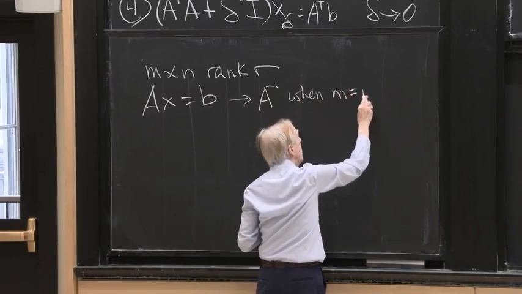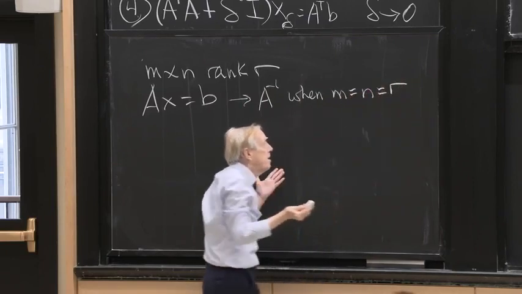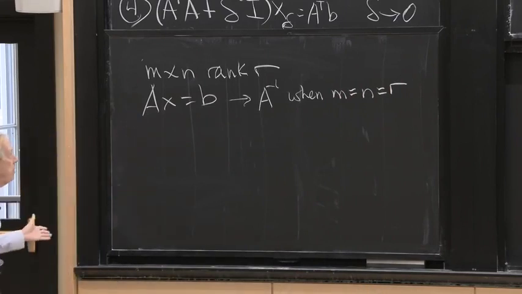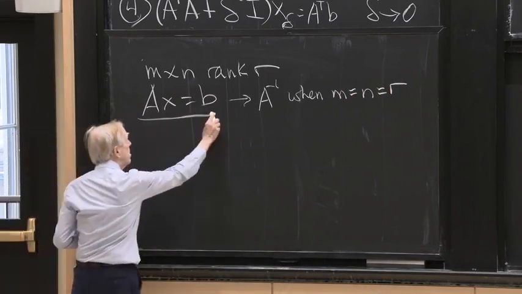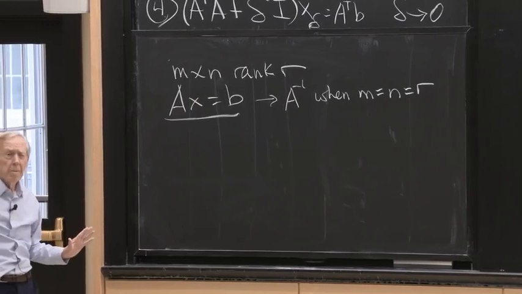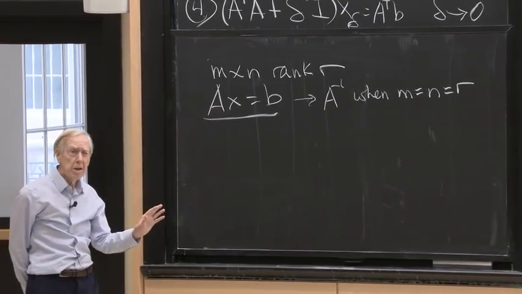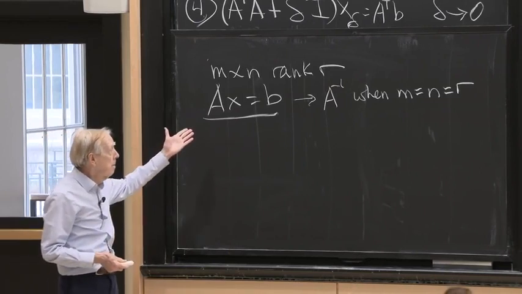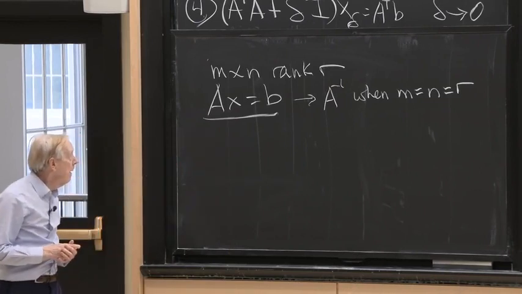m equals n equals r. That's the invertible case. Okay. What do we do with a system of equations when we can't solve it? This is probably the main application in 1806. So you've seen this problem before.